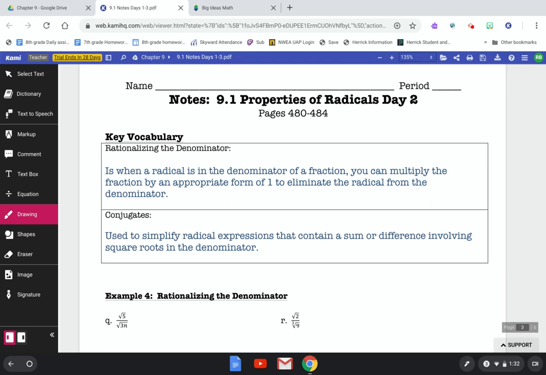If you remember from your notes from yesterday, one of the rules to simplifying radicals is that you're not allowed to have a radical in the denominator. So I'll show you how to rationalize that. And then conjugates. They're used to simplify radical expressions that contain a sum or a difference involving square roots in the denominator.